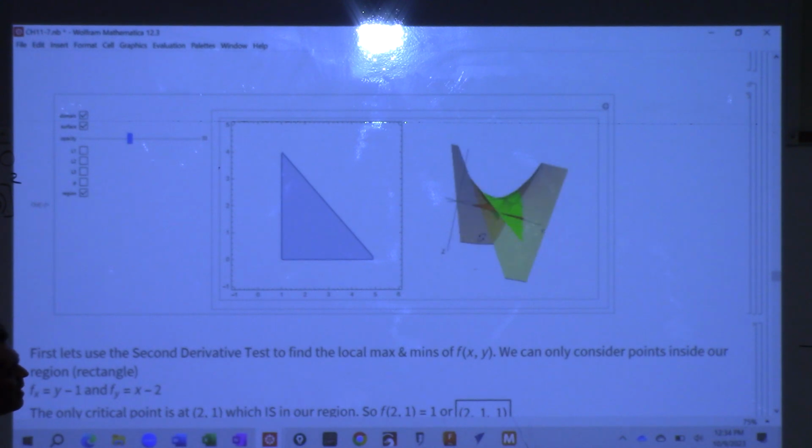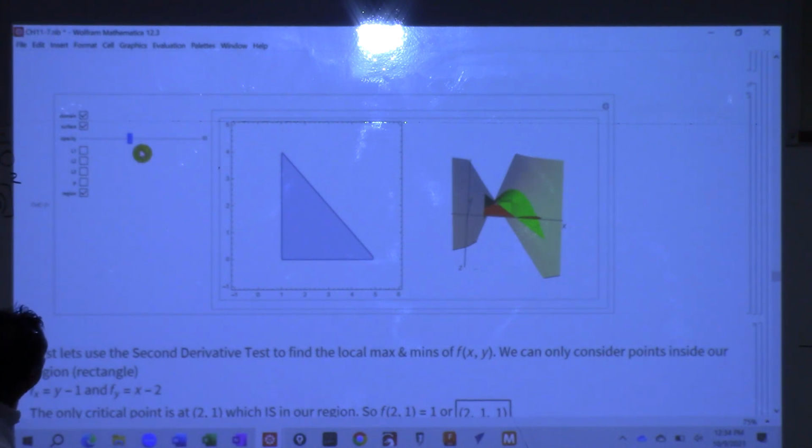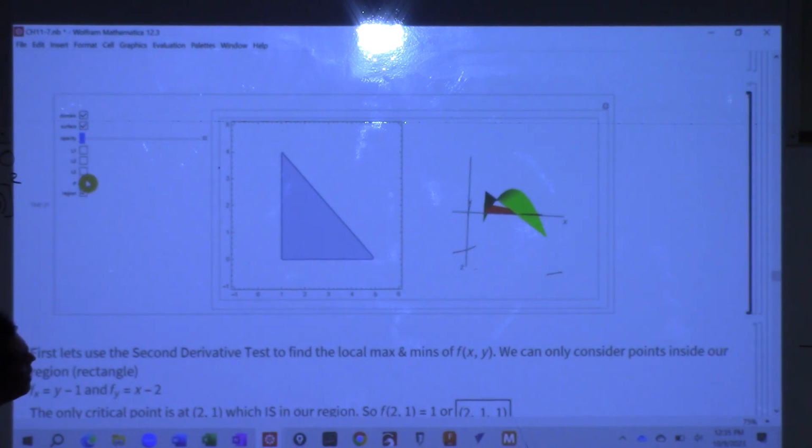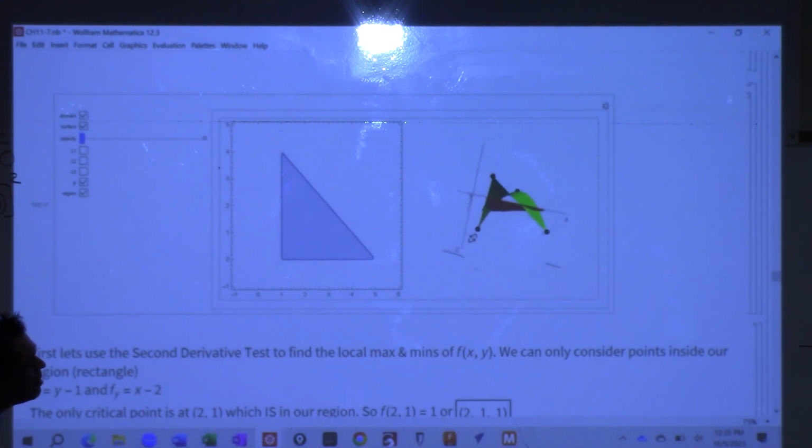We're only looking at that green part, and we're saying on that green part, what's the absolute highest and lowest points? So I'm just going to take the original surface completely out, and what we're looking at here, the green, is our original surface restricted to that triangle domain. And we are trying to find those points, and figure out which of those is the highest and which is the lowest.